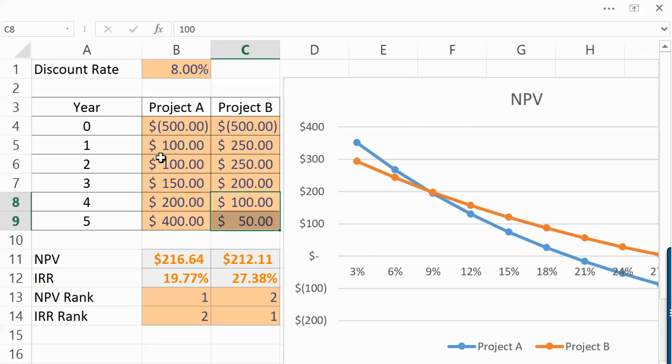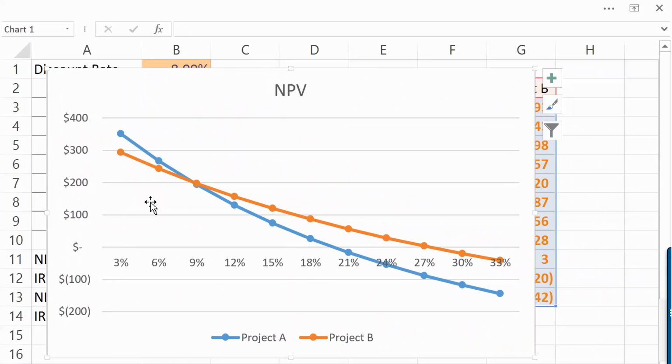That's what's happening: due to the timing of the cash flows of these two projects, depending on the discount rate, you'd get a different selection. Any discount rate less than about 9, I would go with project A, and anything above about 9, I'd go with project B.